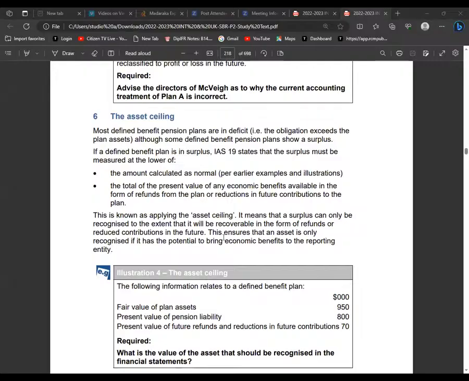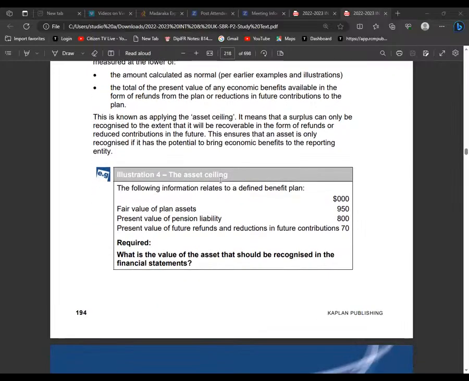I don't even have to understand what they're saying there. The most important thing is for us to see how this example has been done. The following information relates to a defined benefit plan. I can see the fair value of plan assets, and I can see the present value of the pension liability. The present value of future refunds and reductions in future contributions is 70. What is the value of the asset that should be recognized in the financial statements?